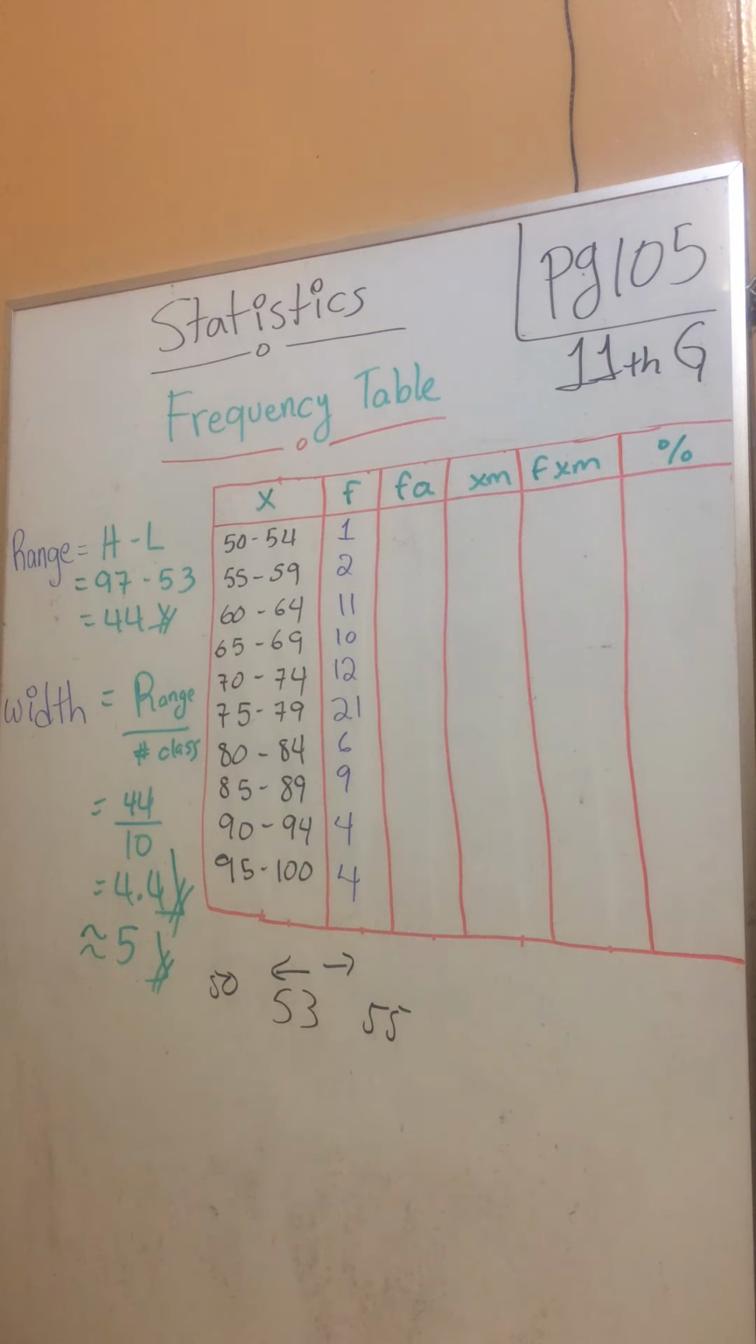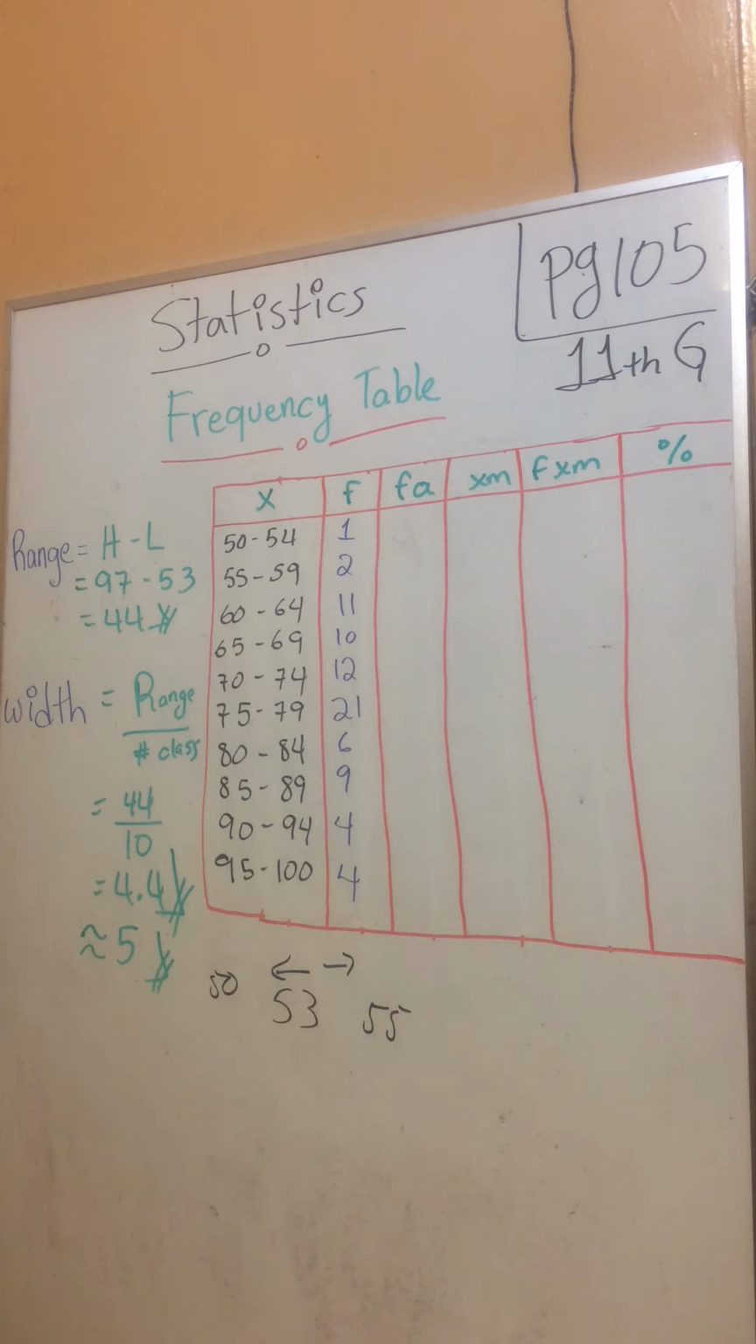This is just information that we have from our data pool. Now let's calculate the next column. The next column is represented as FA, which is the adding of the frequencies.